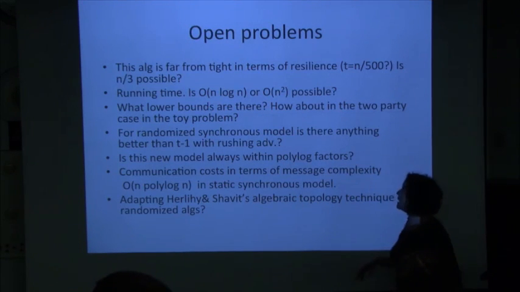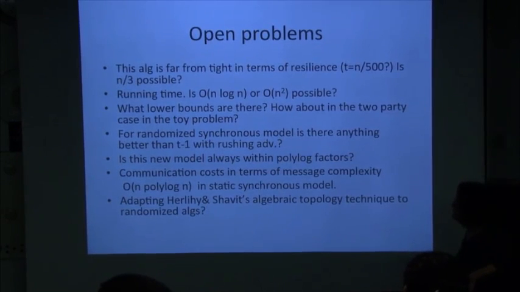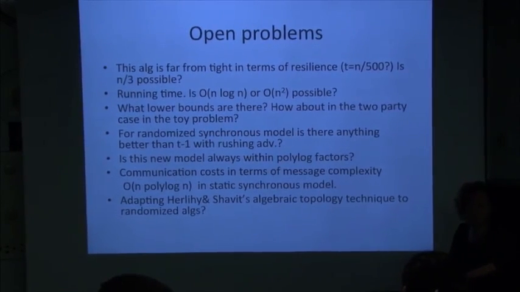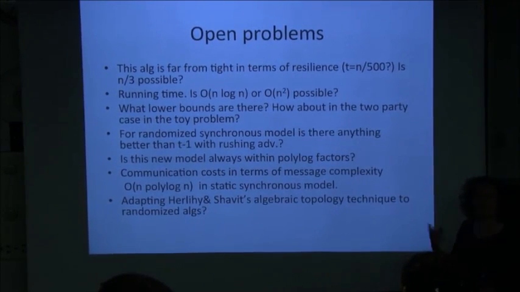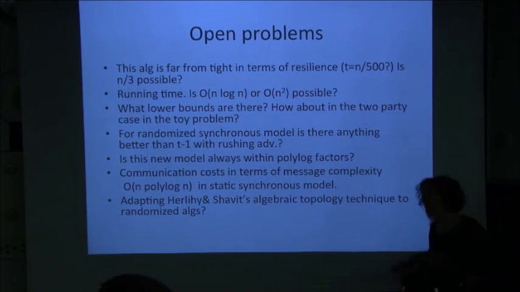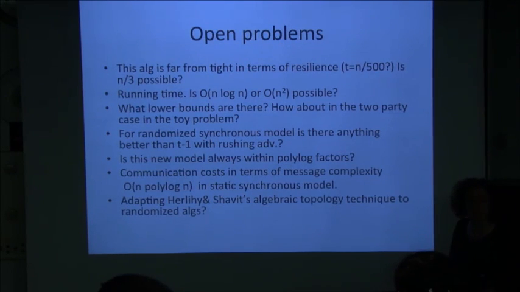Algebraic topology is used to prove hardness results in the deterministic model. Is there any relationship to randomized algorithms for that? The configurations, there's a model where the configurations are points, and they build simplicial complexes using these points to describe how the algorithm operates. And they get lower bounds that way.